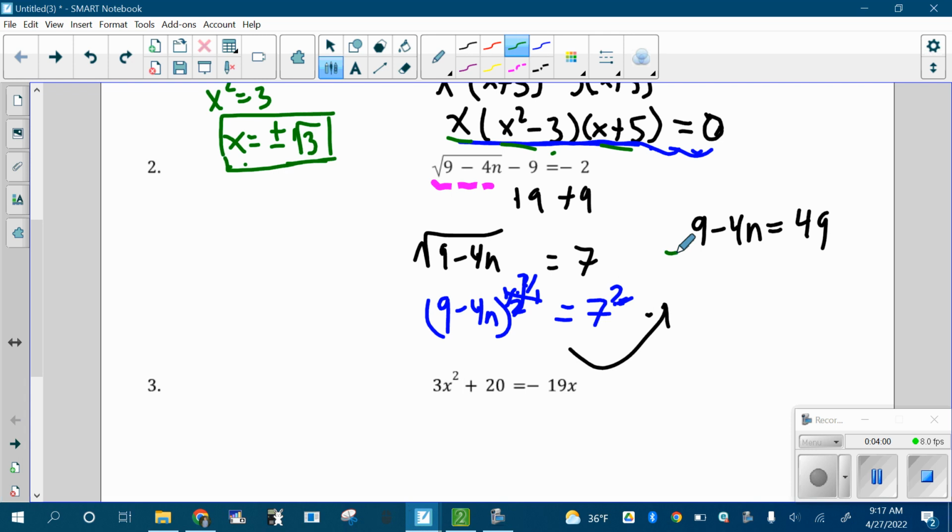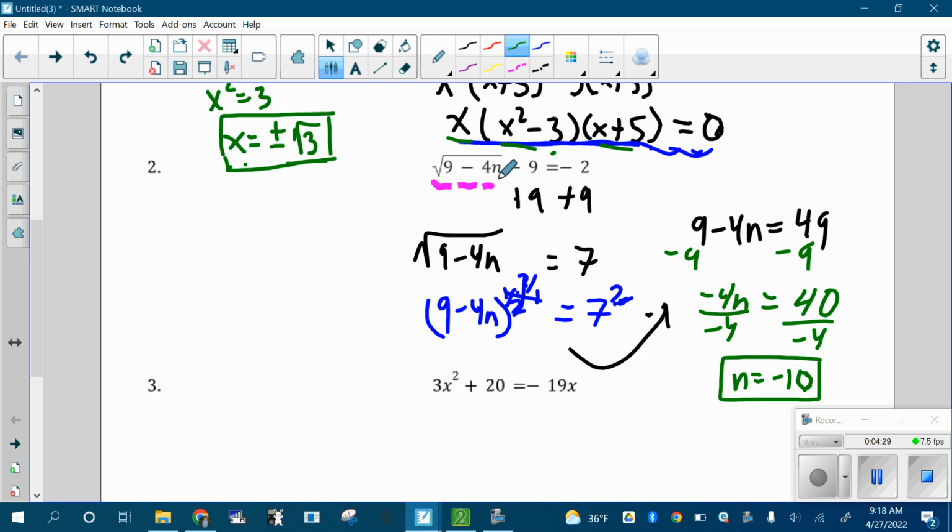Now I just need to solve this equation and you get the n by itself. I'm going to subtract 9 from both sides. Oops, sorry guys. And then divide both sides by negative 4. And I get n equals negative 10. Remember, with square root equations, it's possible that it's extraneous. In other words, it's possible that when you plug it back in here, it doesn't work. It makes the square root of a negative, which you can't do. But in this case, it totally works, so we're good.